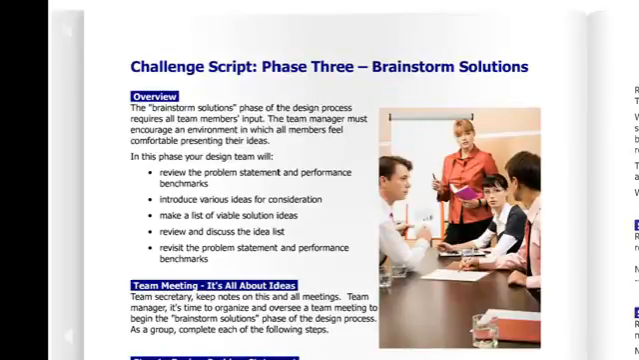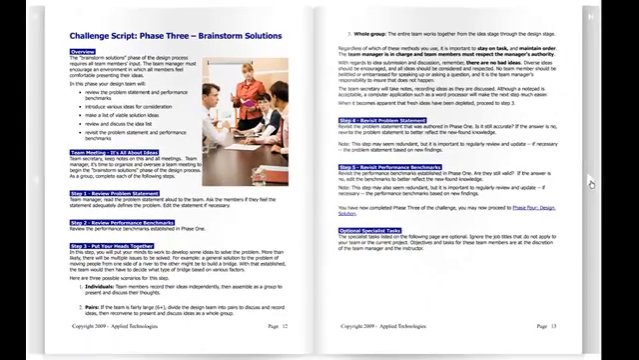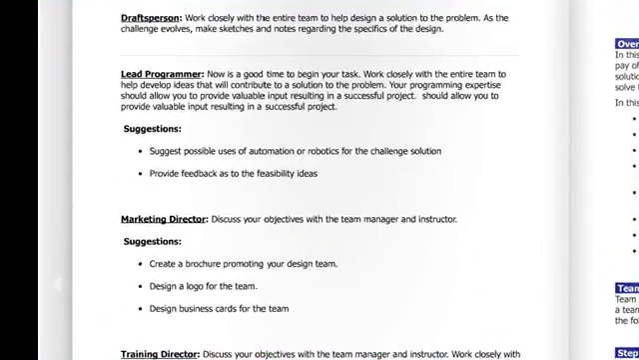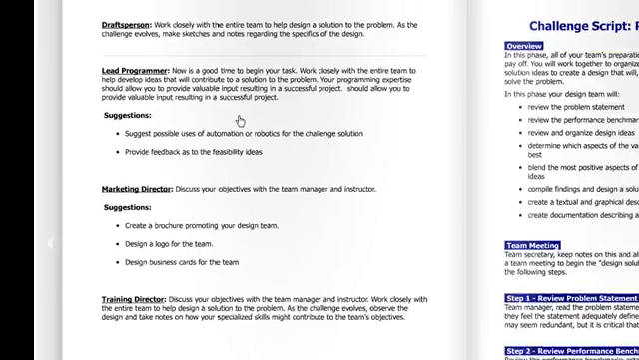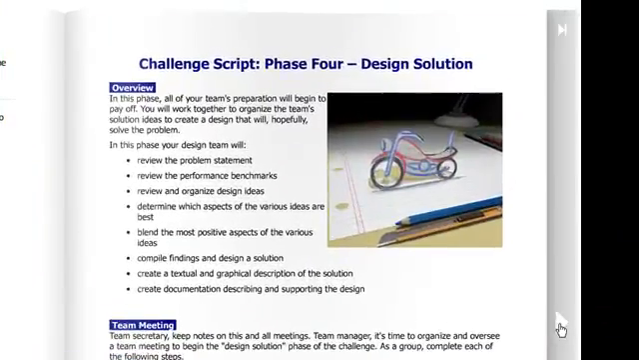The brainstorm solutions phase of the design loop guides students through techniques of sharing and analyzing various ideas for solving the problem. This phase also introduces ideas for possible specialist tasks related to the challenge. For instance, if the job of draftsperson has been identified within the team, then that individual should start taking notes and making rough sketches of the ideas being discussed.